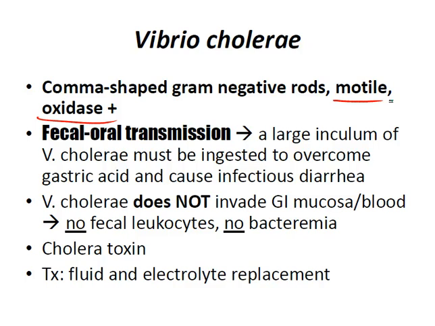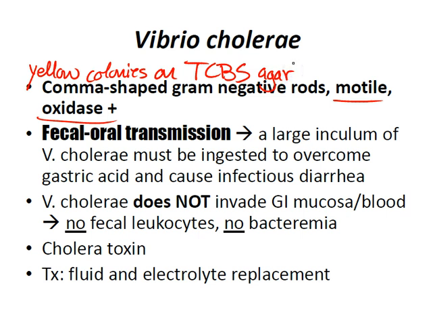Now, before we get to the fecal-oral transmission, these have yellow colonies on the TCBS, which is the thiosulfate citrate bile salts sucrose agar. Okay, so they're yellow colonies on the TCBS agar. They are not normal flora. Vibrio cholerae are not normal flora. You get these by fecal-oral transmission.